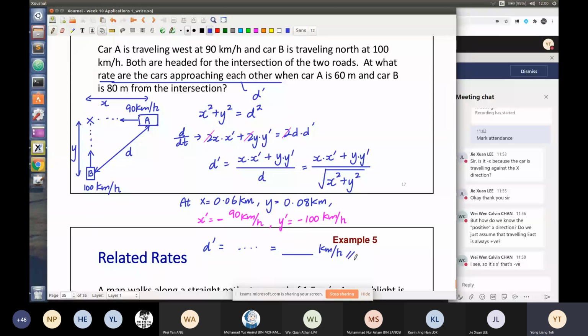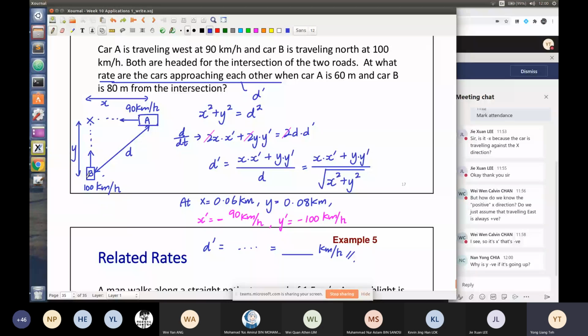So common sense tells us that this kilometers per hour, the speed at which A and B are approaching each other for this d prime, is definitely going to be bigger than 90 and bigger than 100. Because you can imagine that this is moving here, so this is closing much faster. A and B are getting close to each other much faster than 90 and 100 respectively.